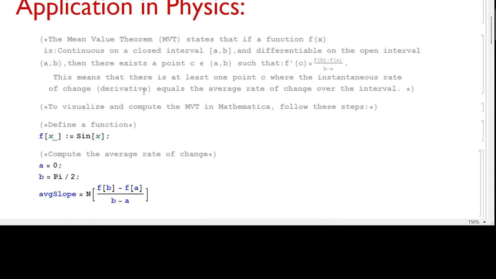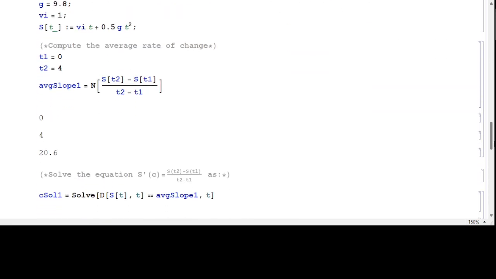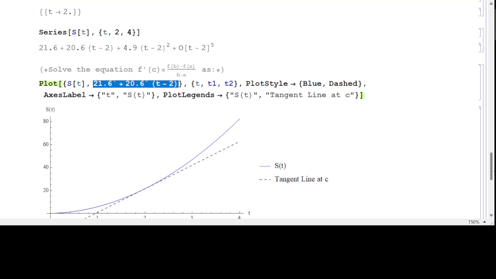That means there exists at least one point c where the instantaneous rate of change equals the average rate of change over the interval. So the interval at this stage is 0 to 4, and at time t equal to 2 seconds, the instantaneous rate of change is approximately equal to the average rate of change.